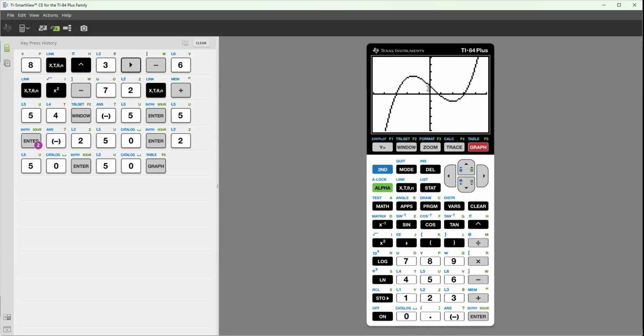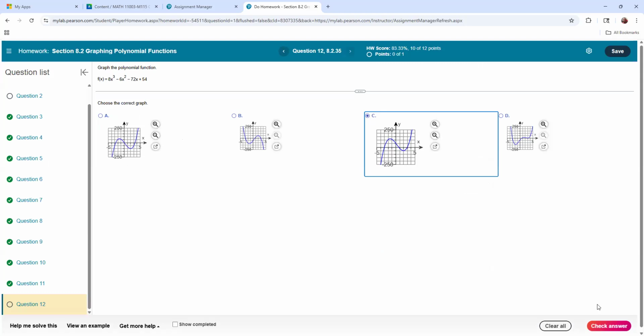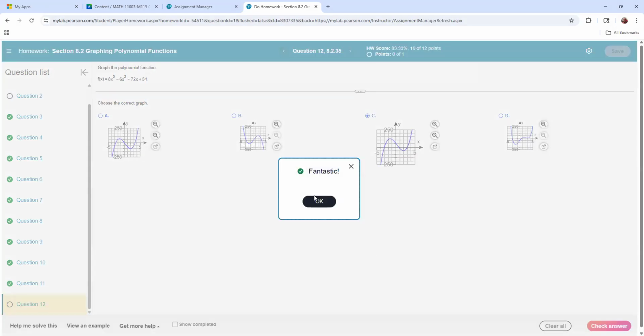And y'all look at that. It is the one that was raised up a little bit. So on that one, we're choosing C. That was raised up just a little bit for us, okay? And then you're going to check your answer.